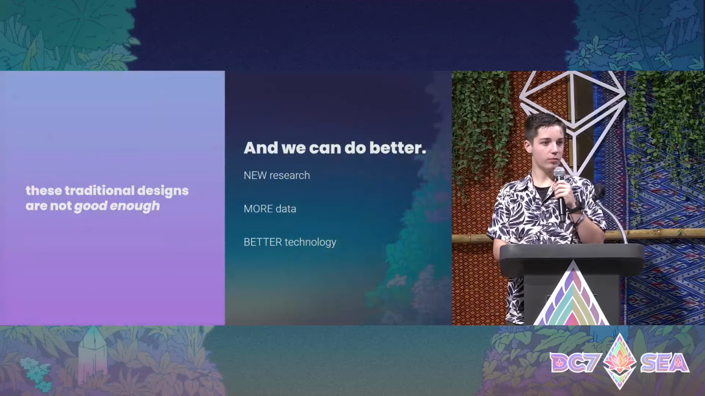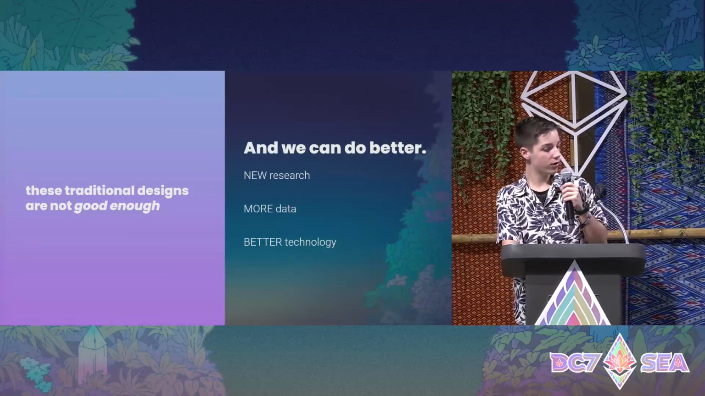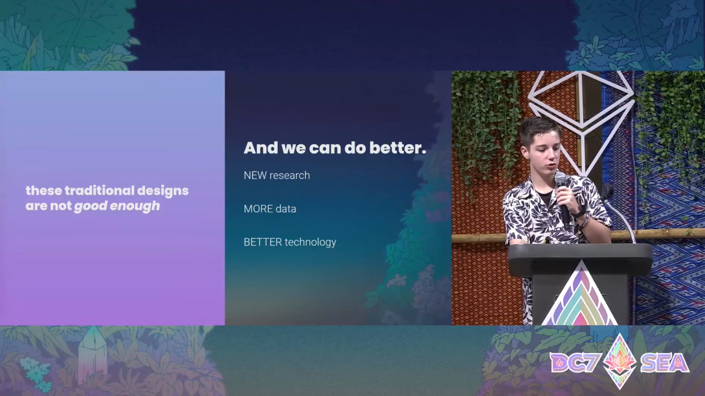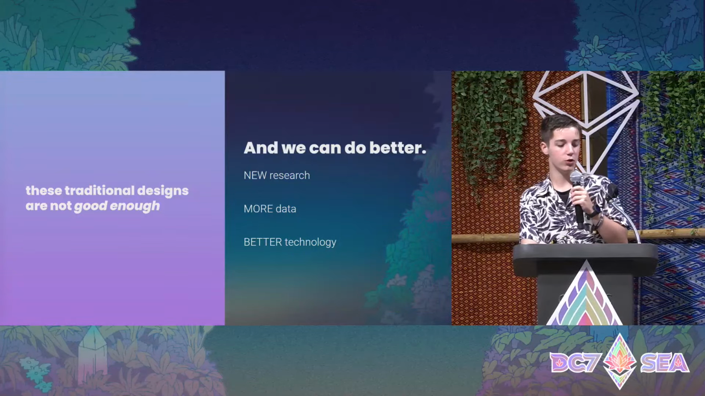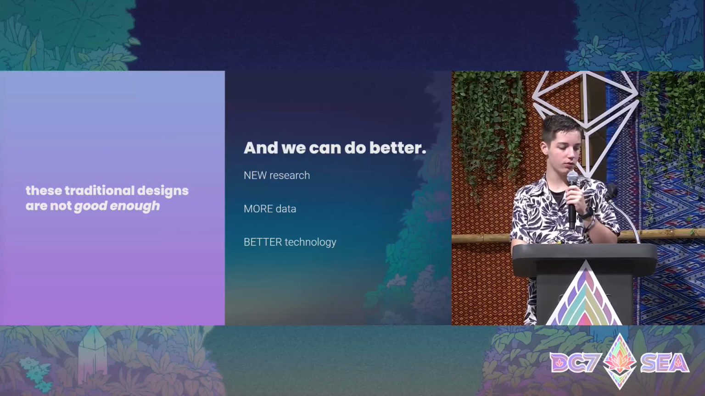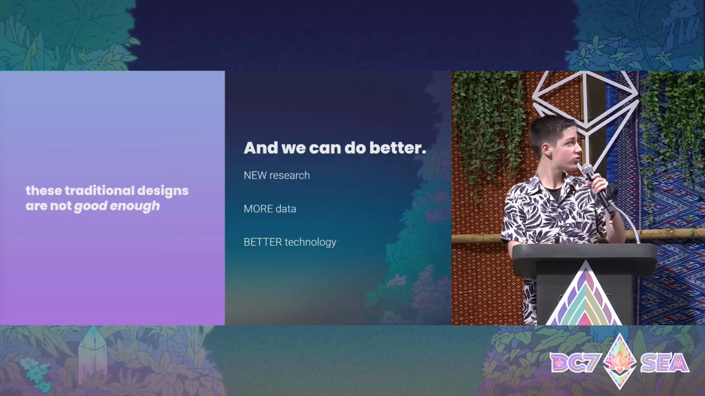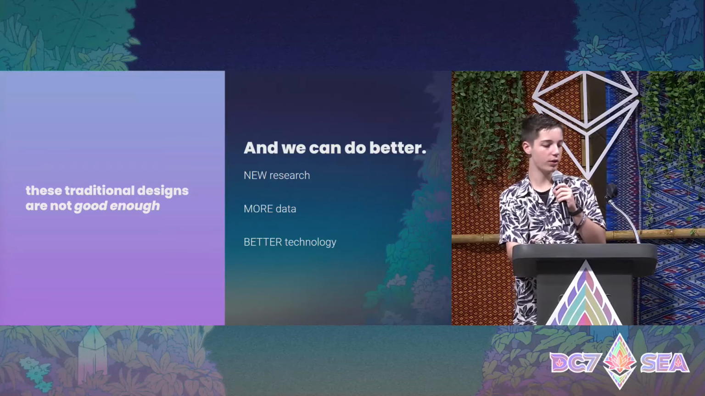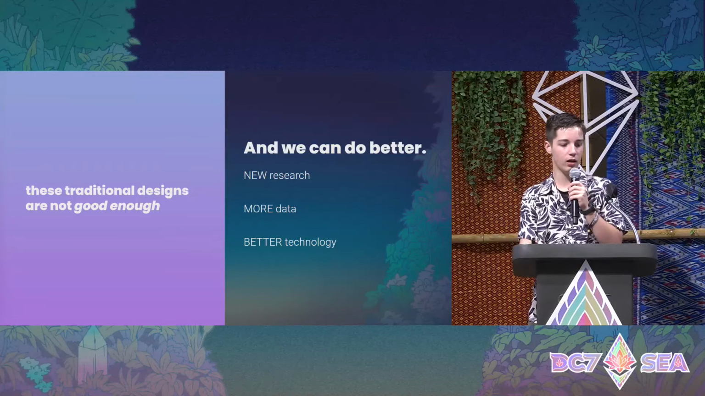But we can do better. Traditional designs are not good enough. Over the past 2 years, we have new research, we have new teams, we have a lot more data about base rollups because we have one live, and we have a lot better technology. One of the big things that we'll be talking about in the next section is ZK, using SNARKs to save costs and improve efficiency.